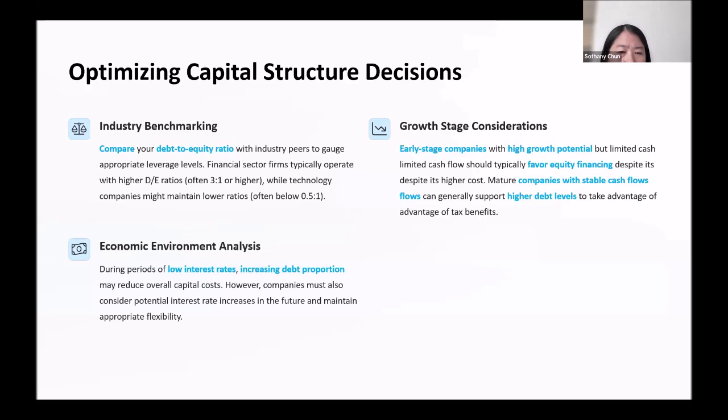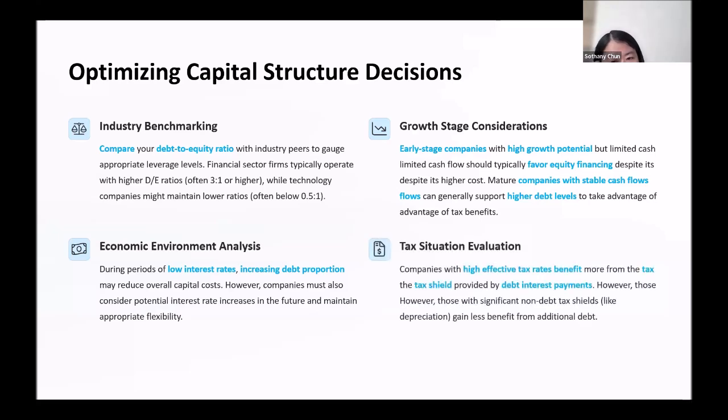And we need to consider the economic environment analysis. For some countries, the interest rate is low. Some countries' interest rate is high. For low interest rates, increasing the debt proportion may reduce the overall cost of capital. However, the company must consider the potential interest rate increase. For example, for the last few years the US increased the interest rate to a very high level, but last year they dropped the interest rate a little bit, and this creates uncertainties. So the company has to balance this trade-off and keep monitoring their cost of capital.